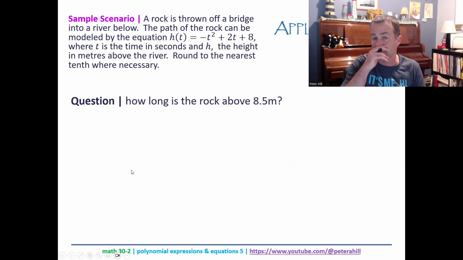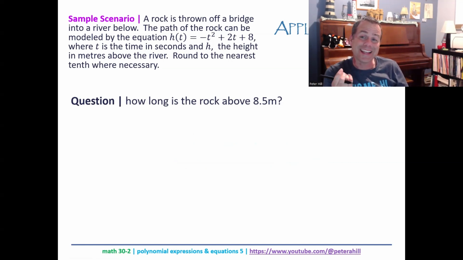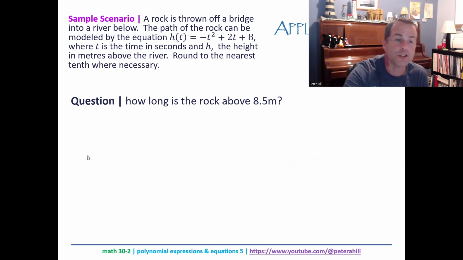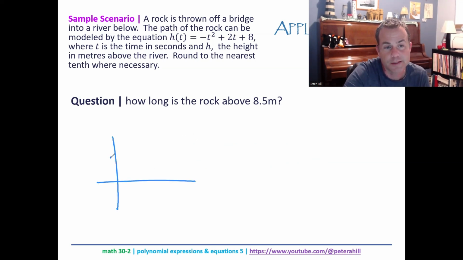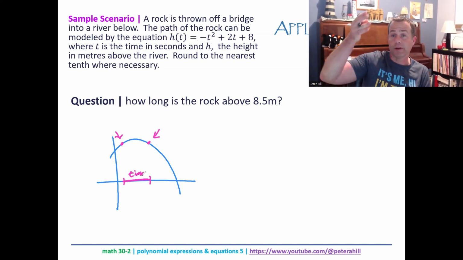How long is the rock above 8.5 meters? Again, the 8.5 is a y value, okay? But what I want you to think about here visually, if you're looking at the picture on your graph, you've got something like this, okay? And essentially, let's just take a look at, say, this point here is where I begin to be above 8.5, and this point here is where I end being above 8.5. So the subtraction of those two items ends up being the time that I'm above 8.5.